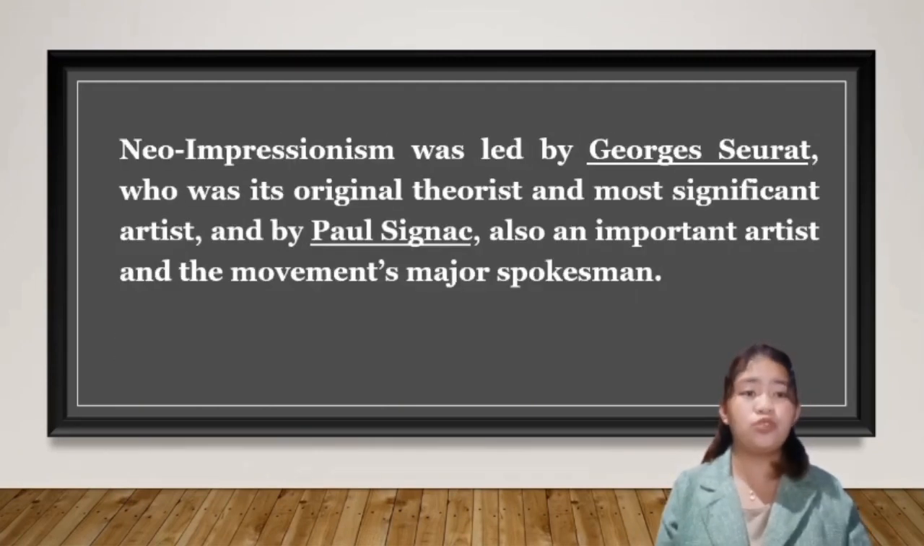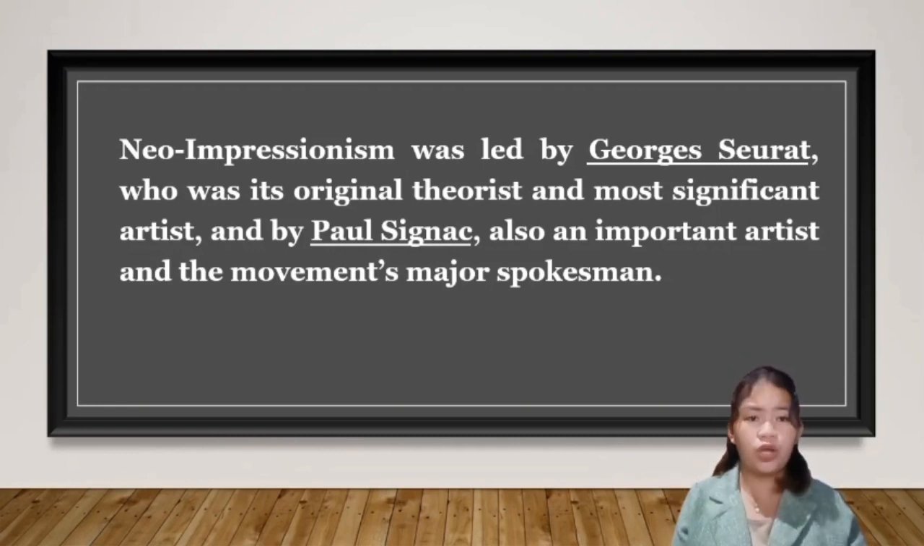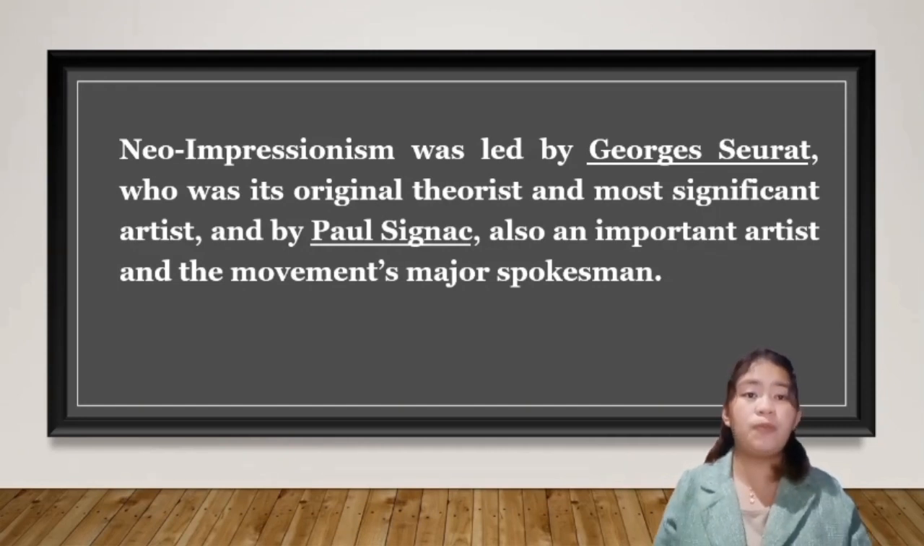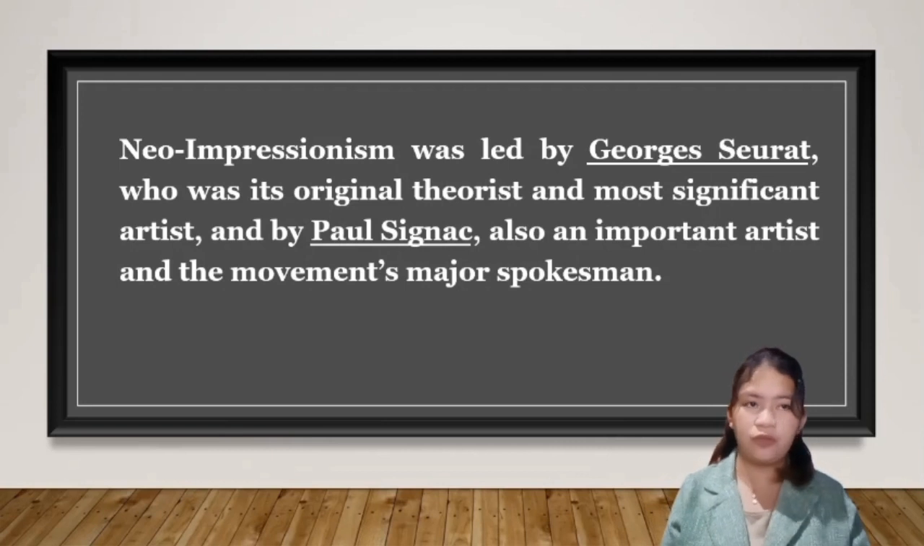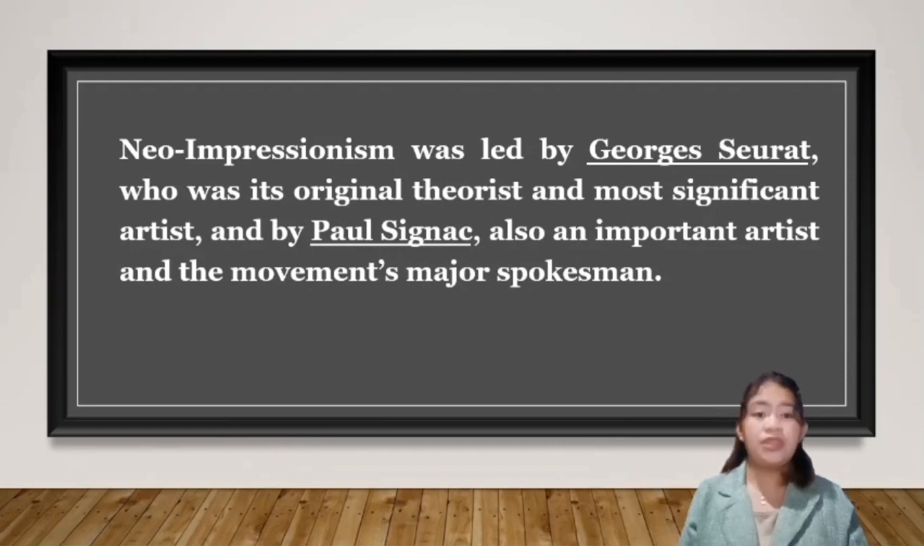Neo-Impressionism was led by Georges Seurat, who was its original theorist and most significant artist, and by Paul Signac, also an important artist and the movement's major spokesman. Henri Edmond Cross, Albert Dubois-Pillet, Maximilien Luce, Theo van Rysselberghe, and for a while Impressionist painter Camille Pissarro were additional Neo-Impressionist painters. In 1894, the group established the Société des Artistes Indépendants.